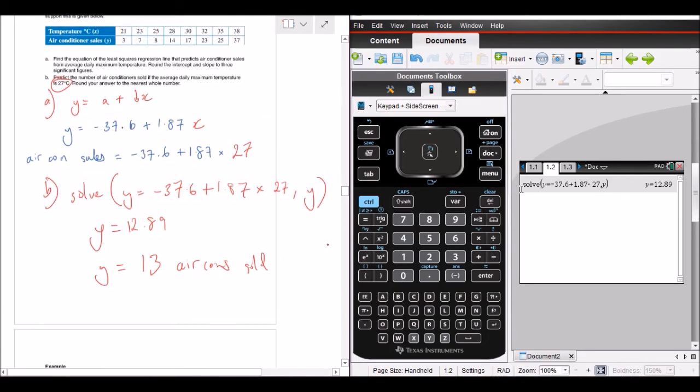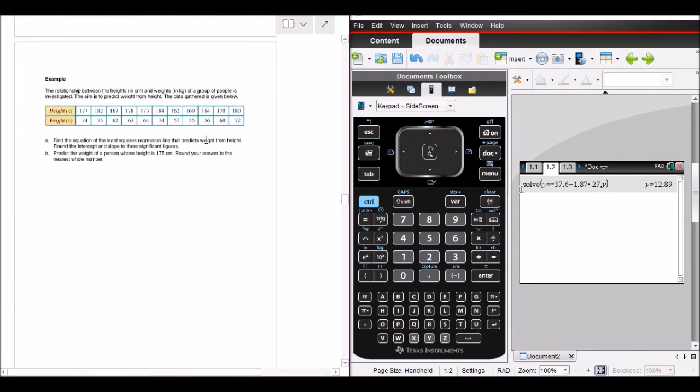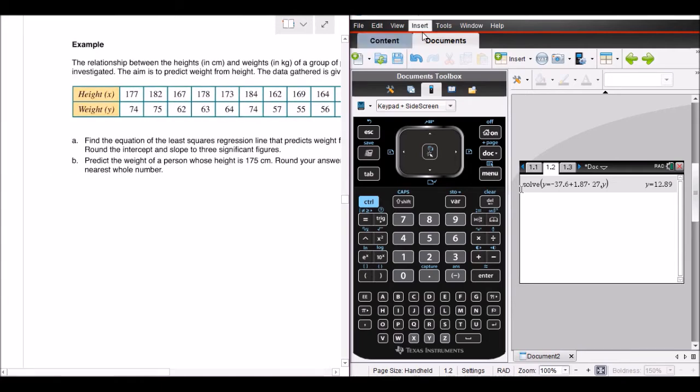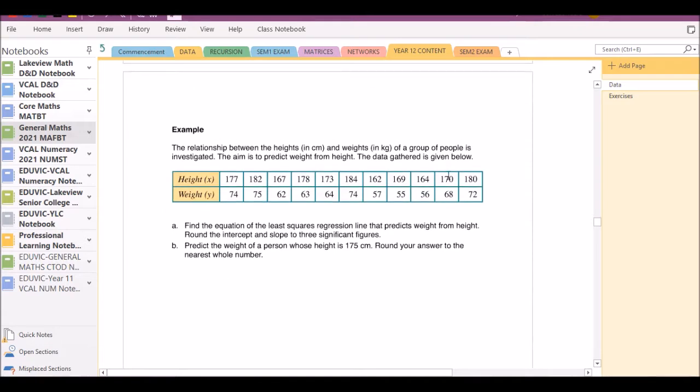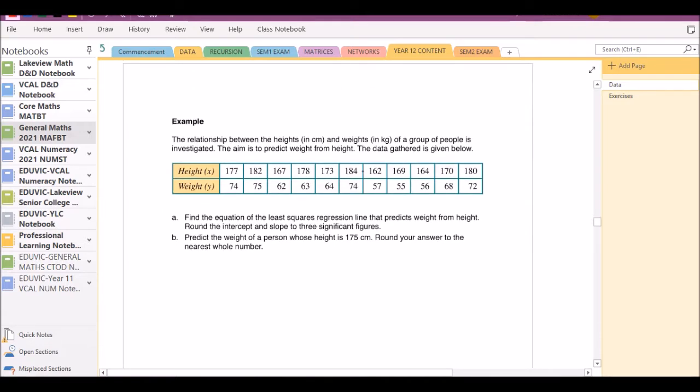All right, 13 aircons sold. All right, next example here. So we're looking at the relationship between heights and weights in kilograms. A group of people is investigated that aims to predict the weight from their height. The data gathered is given below.